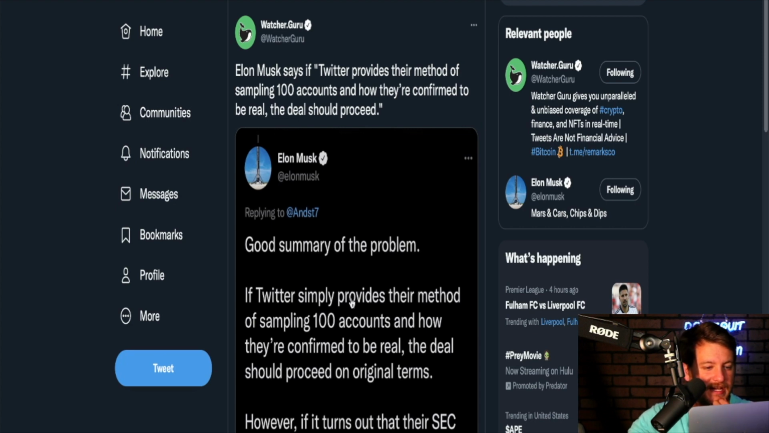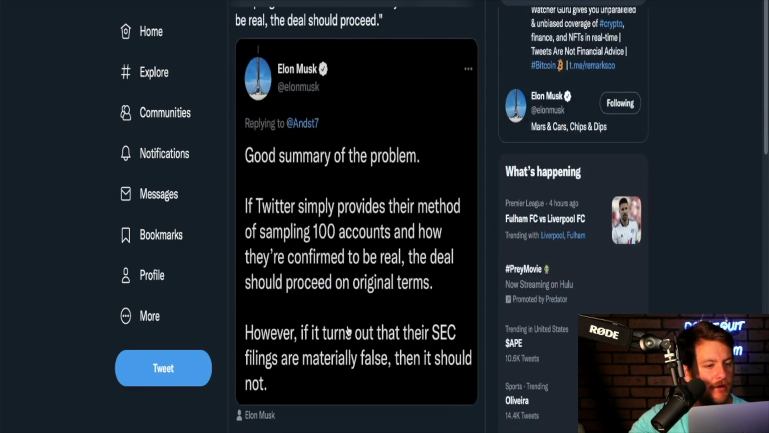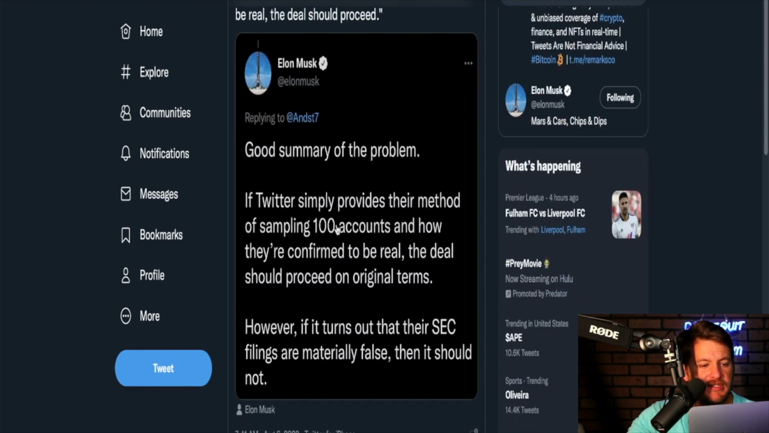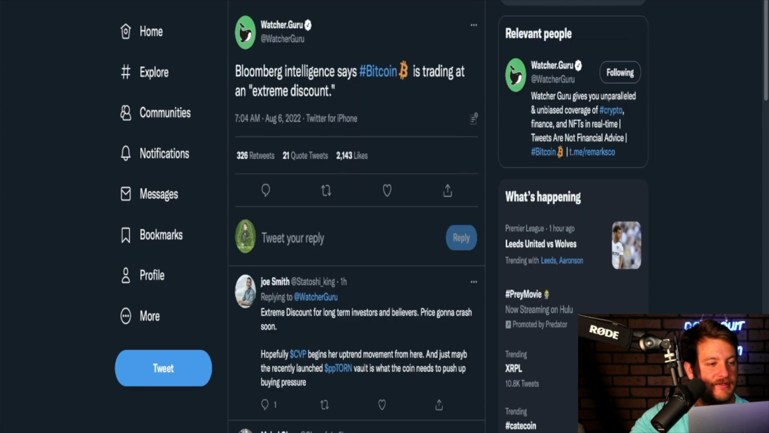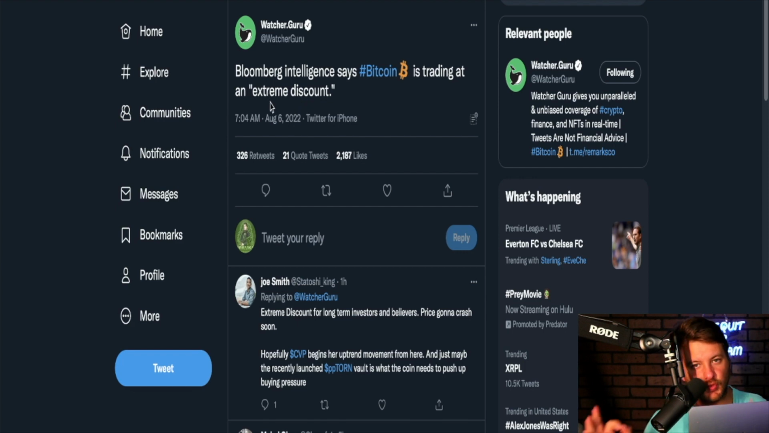Now, Elon says, good summary of the problem. If Twitter simply provides their method of sampling 100 accounts, how they're confirmed to be real, the deal should proceed on original terms. However, if it turns out the SEC filings are materially false, then it should not. Now, Bloomberg Intelligence says Bitcoin is trading at an extreme discount. Couldn't agree more.